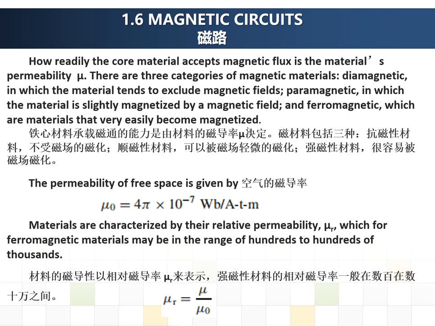The permeability of free space is given as mu0, which is equal to 4 multiplied by pi multiplied by 10 to the minus 7. Materials are characterized by their relative permeability, mu r. For ferromagnetic material, it may be in the range of hundreds to hundreds of thousands. So mu r is equal to mu divided by mu0.